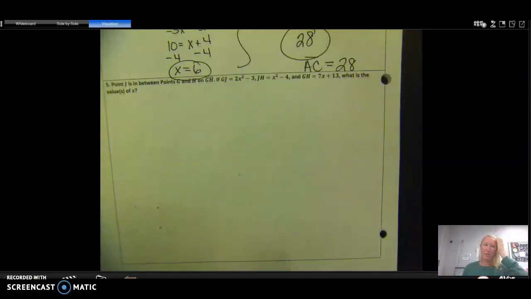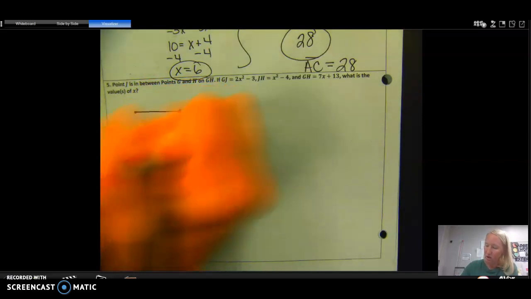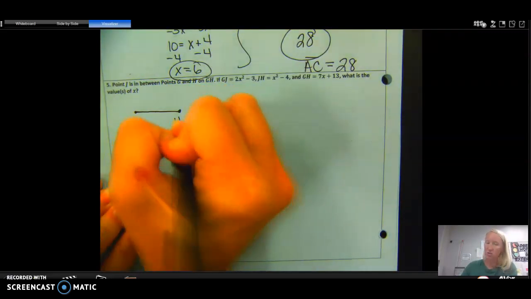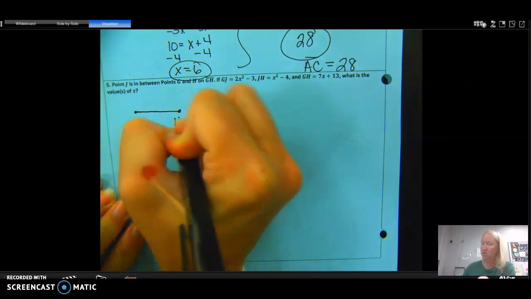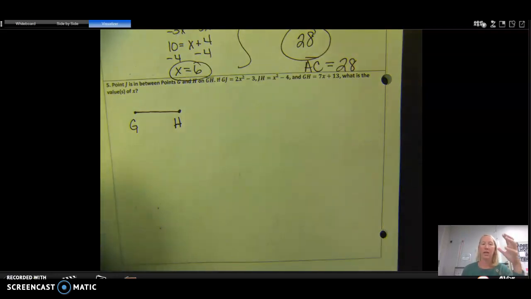All right. Point J is in between points G and H on segment GH. In geometry, it is so important that you draw pictures. You are going to draw more pictures in geometry than you've probably ever drawn in math before. When they tell you stuff, the way to solve it is to first have a picture there, because if you're not drawing that picture, you're going to have to keep that picture in your head, plus do all the math, and it's just going to get super confusing.